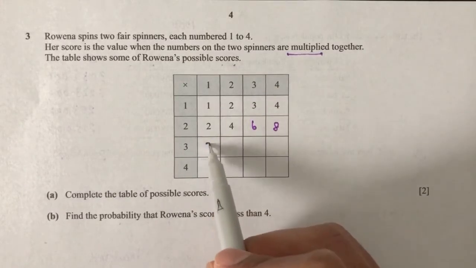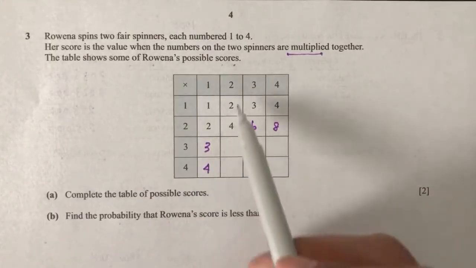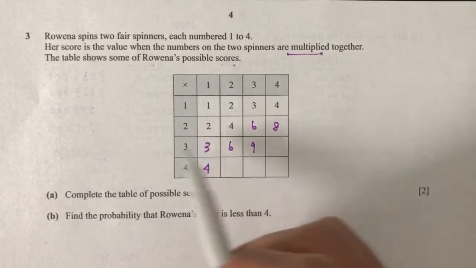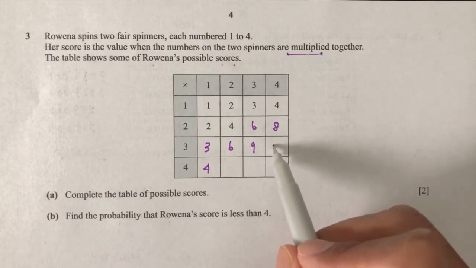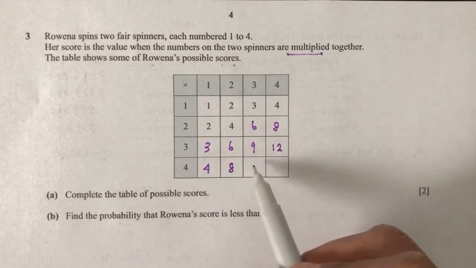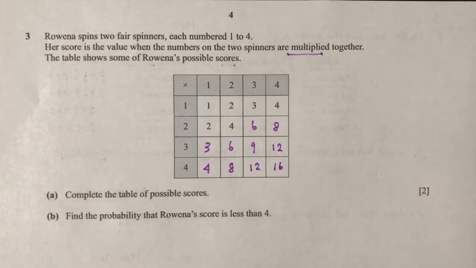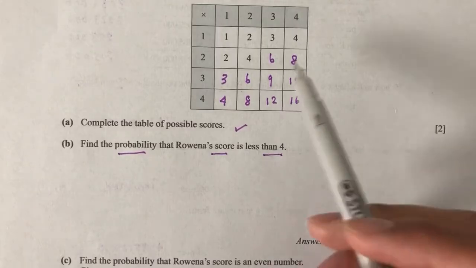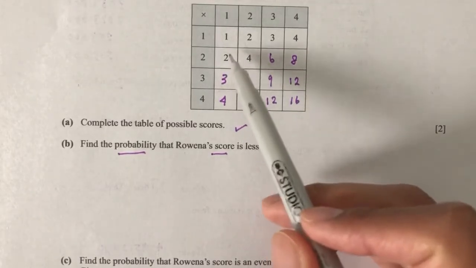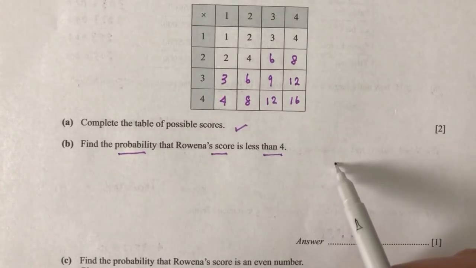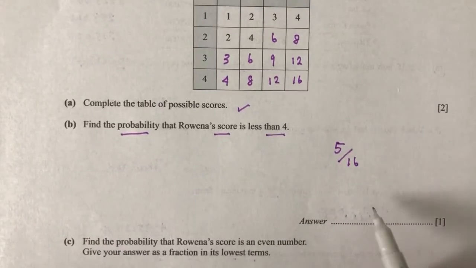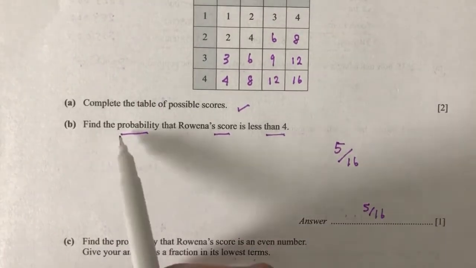So 3 times 1 is 3, 4 times 1 is 4, 3 times 2 will be 6, this will be 9, and 3 times 4 will be 12, this will be 8, this will be 12, and the last one is 16. So this is the table for part 1. Now part 2, find the chance that Rowena's score is less than 4. Less than 4 is, we have 1, 2, 3, 4, 5. So 5 possibilities out of 16. Your answer will be 5 over 16 for part B.